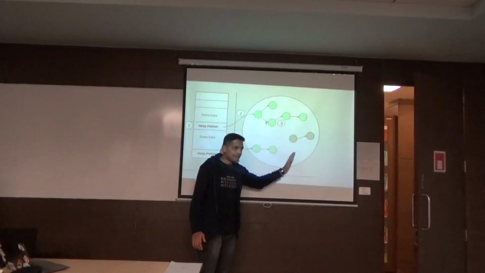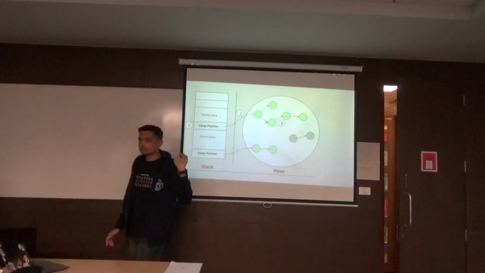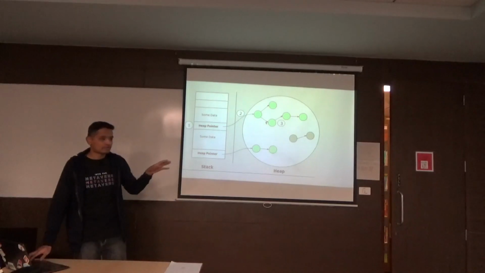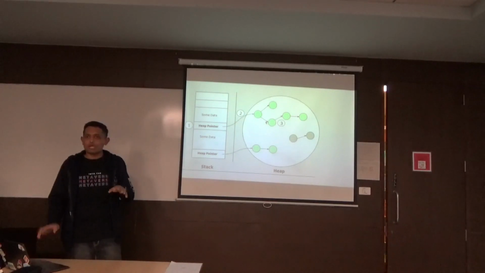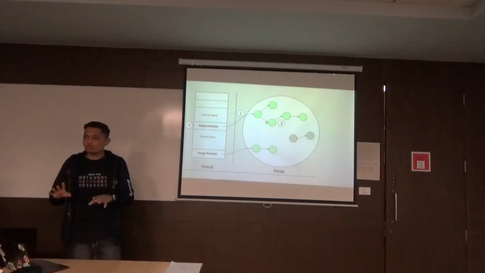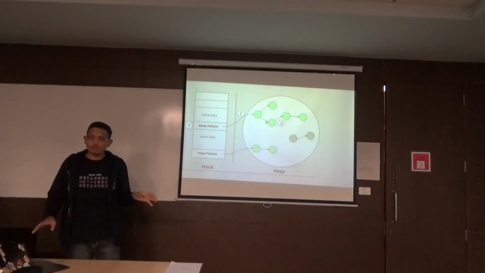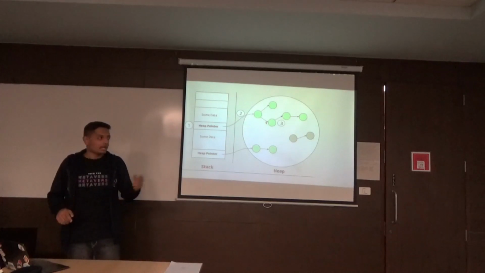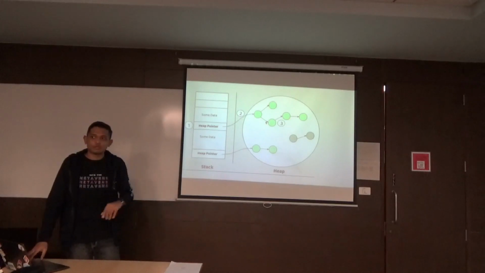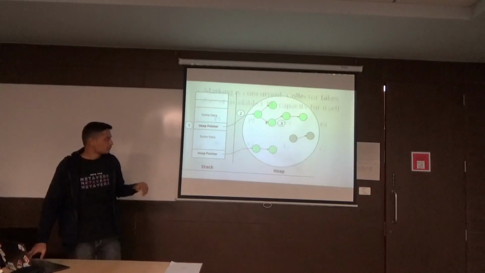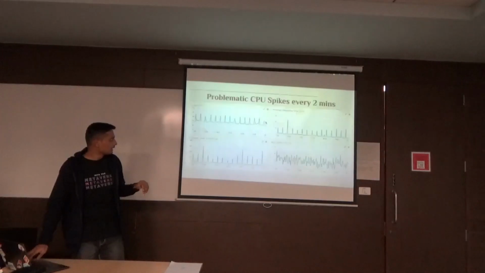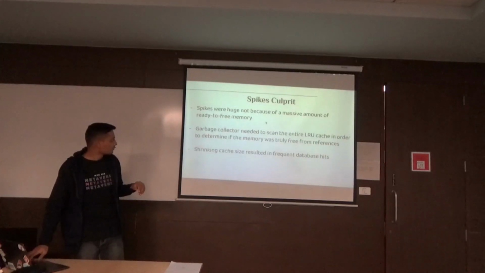So even if the data is in use or it is not in use, it needed to be scanned. This scanning time was actually the main problem, because as developers they know that if I'm allocating 4 objects and these 4 objects will stay in the memory for a long time, I'm not explicitly freeing them, then why is the garbage collector looking whether or not to free that memory? So the main culprit was that it had to scan the entire LRU cache.